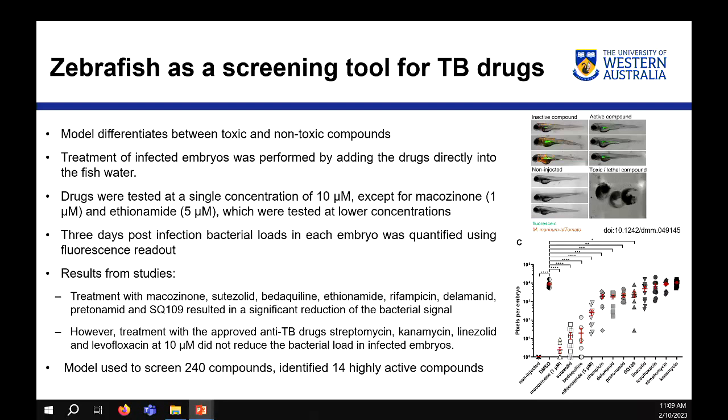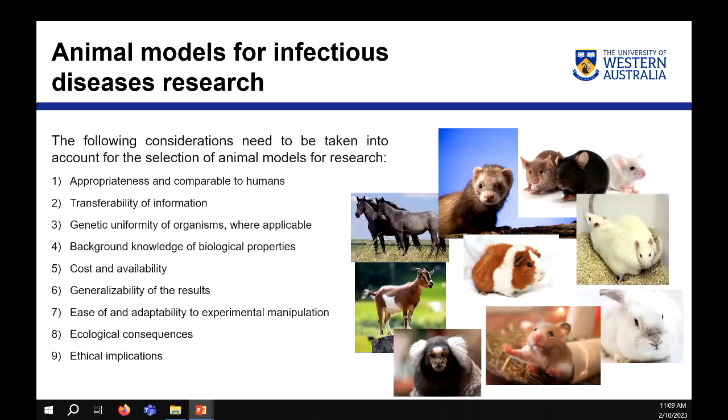If you were to screen 240 compounds in mice, then you would be using 2,400 mice. So that is the cost, and everything goes right up with mice. So you kind of want to go into higher order animals with a much reduced amount of drugs to screen, just to keep the numbers down. So there are many things that you need to consider when you're selecting animal models for research.